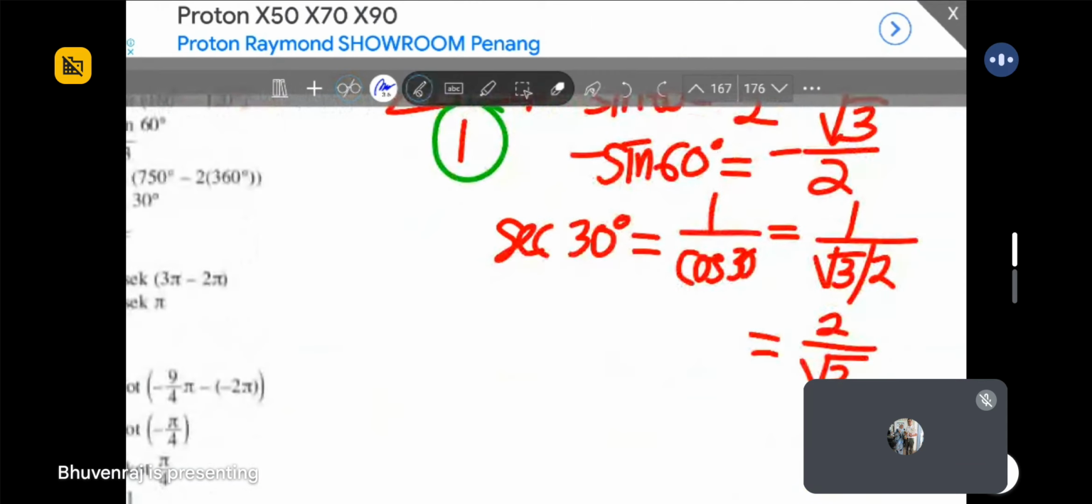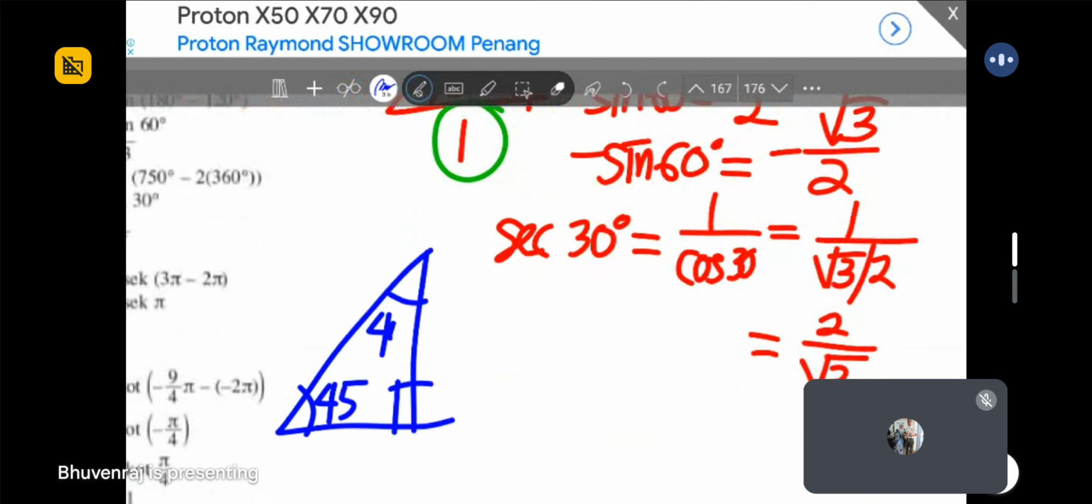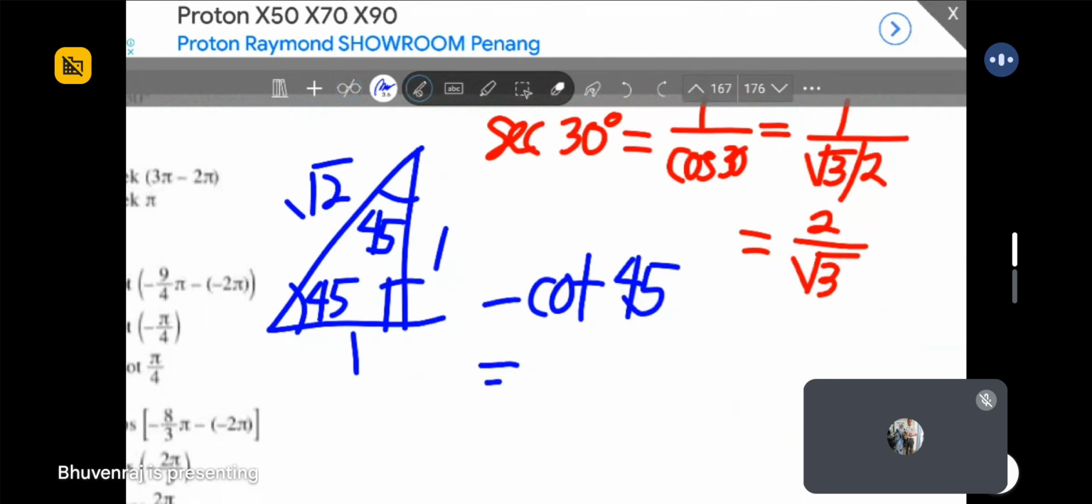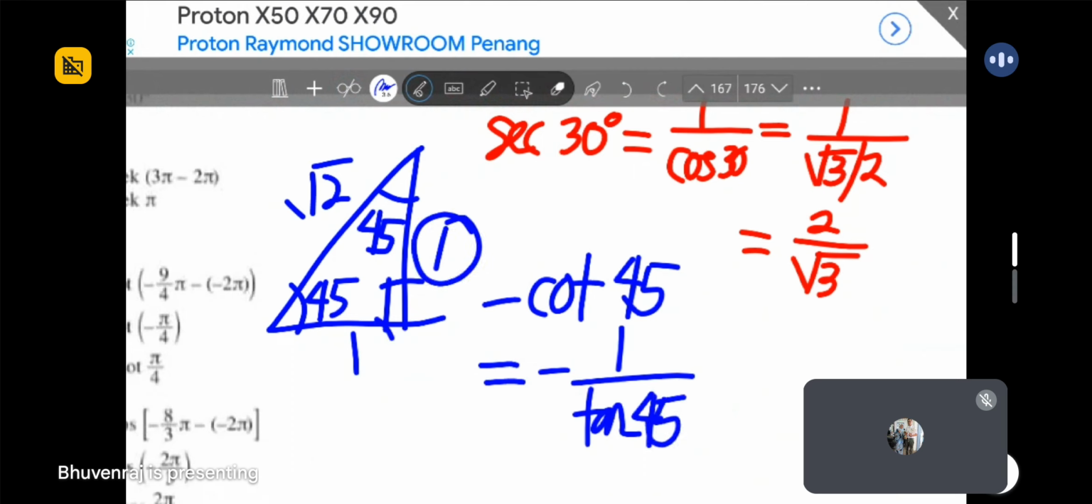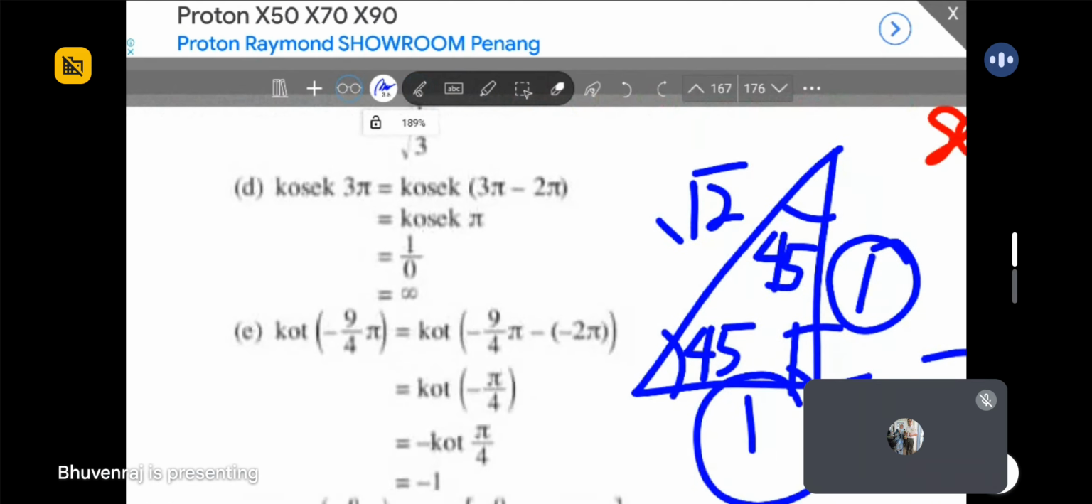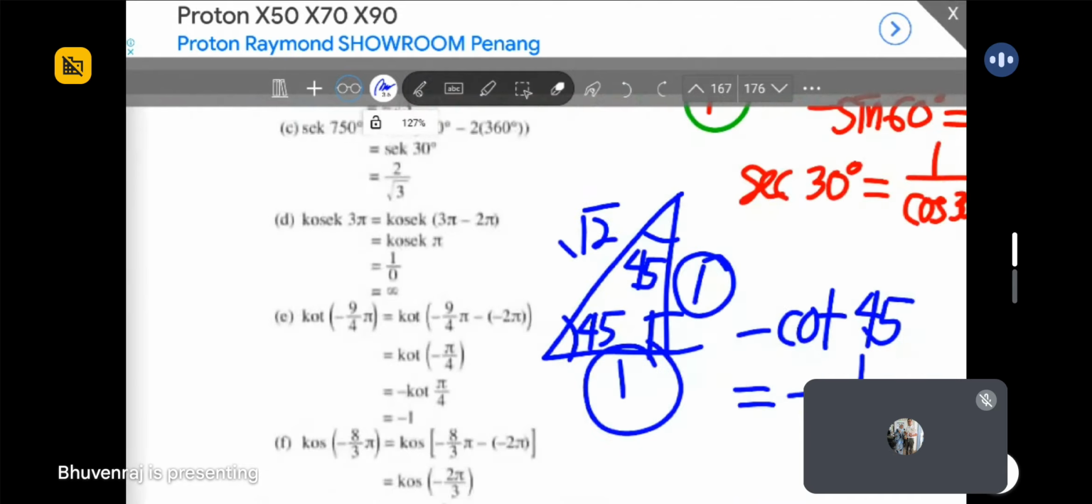So cotangent 45, you can actually refer from the second triangle, 90, 45, 45. So it's 1, 1, root 2. So, sorry, I start with negative cotangent 45. You know cotangent is 1 over tangent, right? So negative 1 over tangent 45. Tangent 45 is opposite over adjacent, so the answer is 1. That's all. So that's why jawapan dia negative 1. So this is the answer, guys, for question E. Okay, clear? Boleh dapat? Question 4 should be okay, right? Okay, so continue. Pergi lagi.